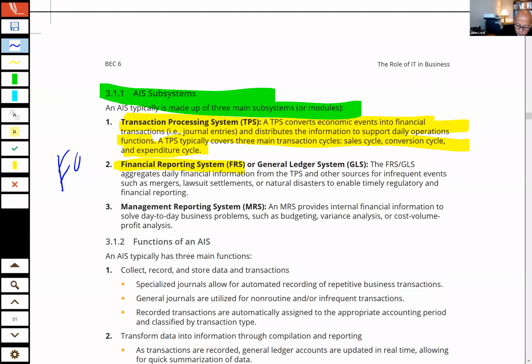And guys, when you flashcard it, you don't have to flashcard all of that. I'm just reading through that with you so you understand what they're talking about here, but make your flashcard at a high level, just the headings. The financial reporting system, or general ledger system, aggregates daily information from the TPS and other sources for infrequent events such as mergers, lawsuits, or natural disasters to enable regulatory financial reporting. So these two are centering more on external reporting.